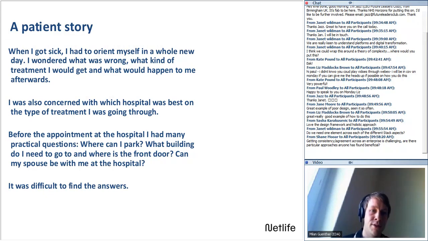And this has been put into personas. So, for example, this story. So, what is wrong with me? What kind of treatment do I get? What happens to me afterwards? You also have practical things like how can I get to the hospital? Where can I park? What is the building? Can my spouse be with me, and so on.